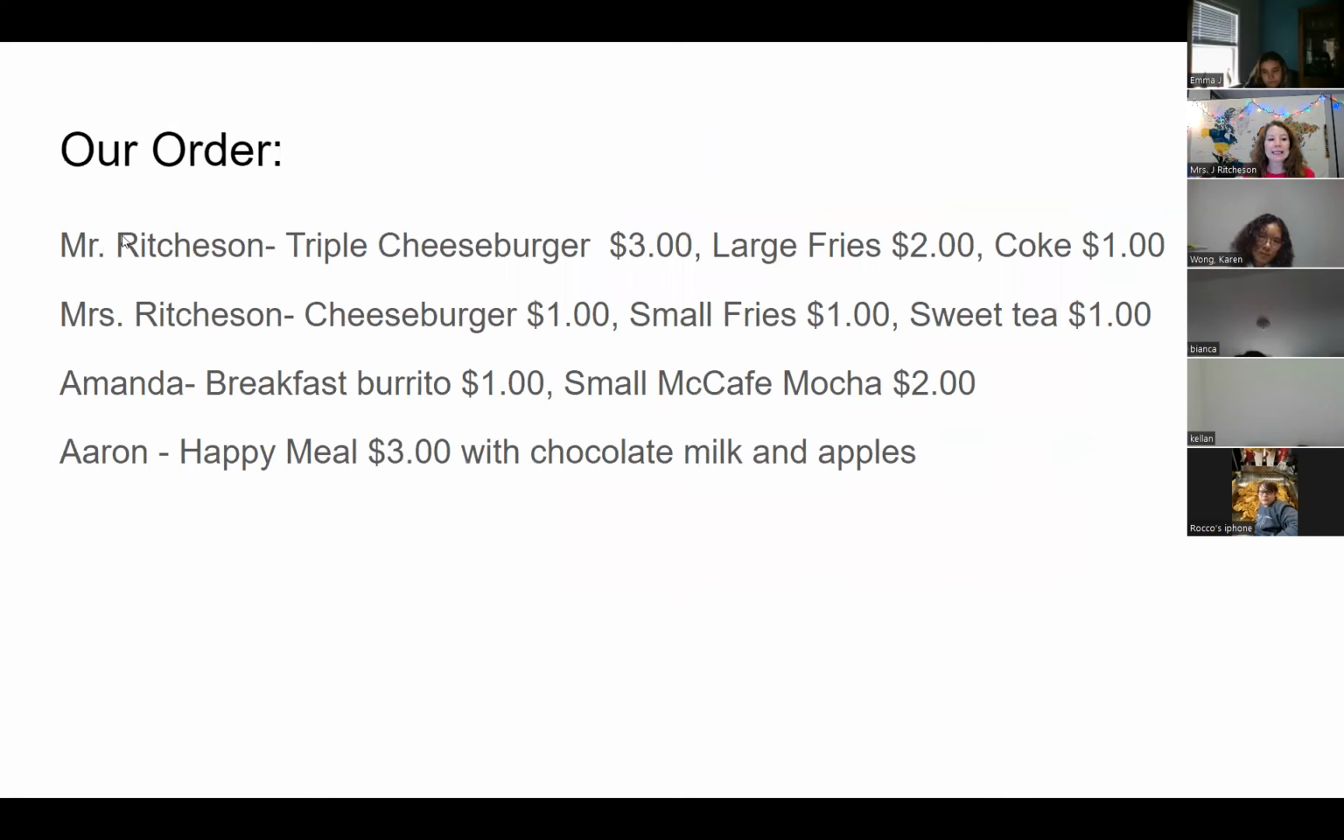All right, so I listed each person in my family and what we each wanted. So Mr. Richardson ordered a triple cheeseburger for $3, large fries for $2, and a Coke for $1. Miss Richardson ordered a cheeseburger for $1, small fries for $1, and sweet tea for $1. Amanda, my daughter, ordered a breakfast burrito, how much it was, and a small McCafe mocha for $2. And my son ordered a Happy Meal for $3 with chocolate milk and apples.